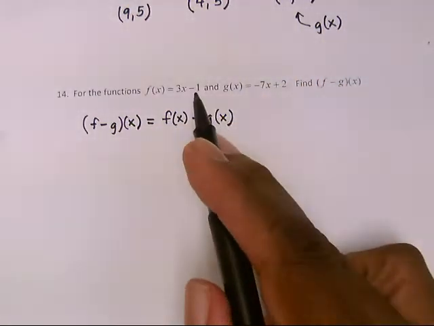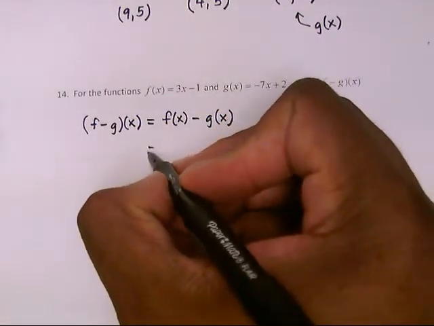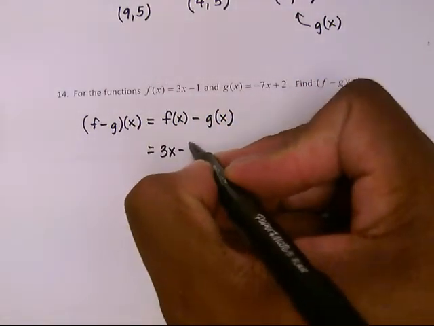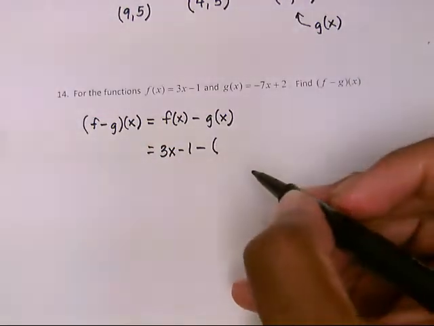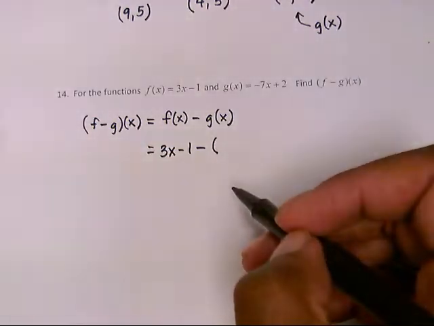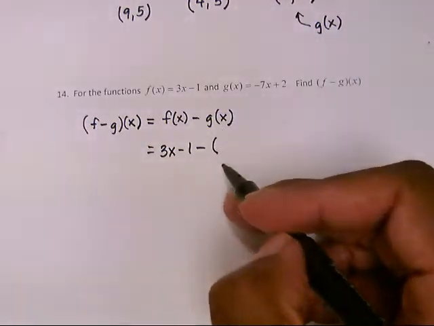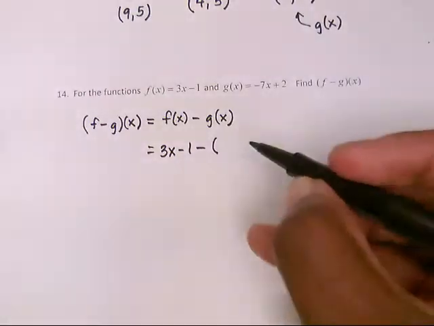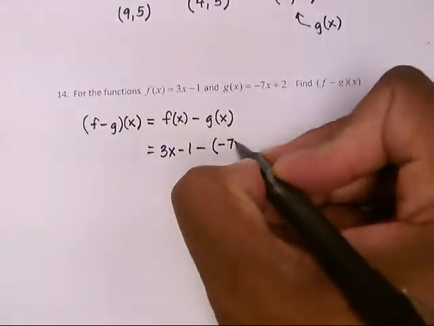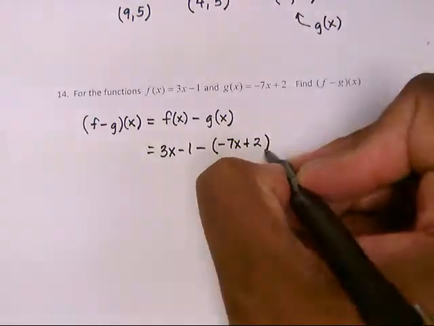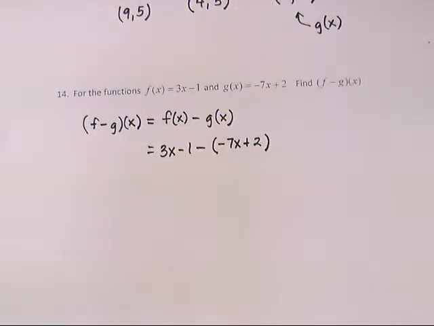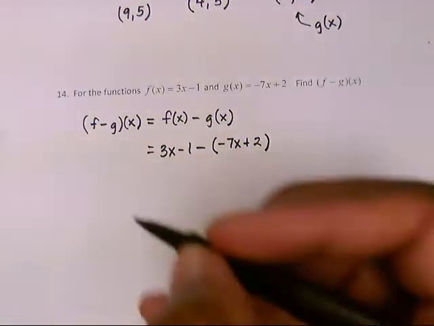And now my f of x, that's that 3x minus 1. So I have 3x minus 1 minus. Now, I'm subtracting the entire g of x from f of x, so I need parentheses here. And g of x is negative 7x plus 2, and that's in parentheses. All of g of x is being subtracted from f of x. And now I'm ready to simplify this.